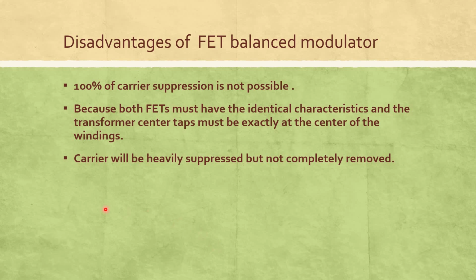Disadvantages of the field effect balanced modulator: 100% carrier suppression is not possible because both FETs must have identical characteristics and the transformer center tap must be exactly at the center of the windings. Because of slight mismatch in the circuit and characteristics of the FETs, it will generate a residual carrier signal. So the final conclusion is that the carrier is suppressed heavily, not 100%.